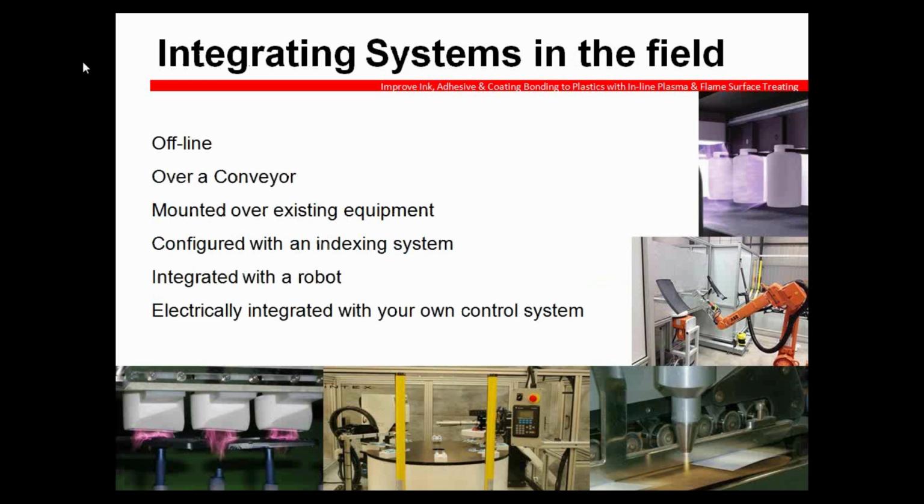There's a lot of different ways you can integrate. You've seen photos here today of them being used both on a conveyor or offline. You can mount it over your existing equipment, so you don't necessarily have to create a whole new cell for this. It can be configured with an indexing system. It can be a rotating wheel. It could be right there actually on a robot within a cell as well. There's a lot of different configurations. And the key point that I'd like to make is all of these technologies can be integrated with your own control system. So it's not as daunting as it may seem to be able to integrate it.